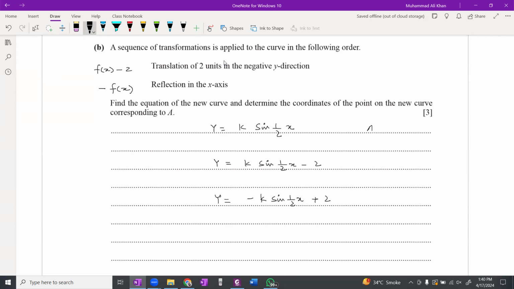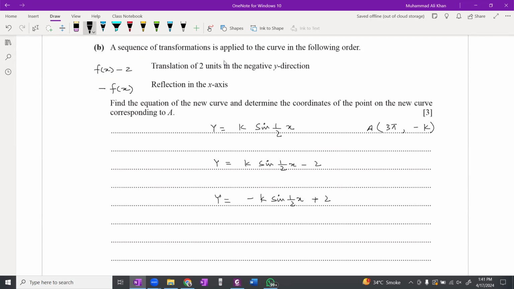What were the coordinates of A that we had? The coordinates of A in the previous part are 3 pi, minus k. Now see how to calculate the coordinates of A dash. Translation of 2 units in the negative y direction. There is no translation in x direction.